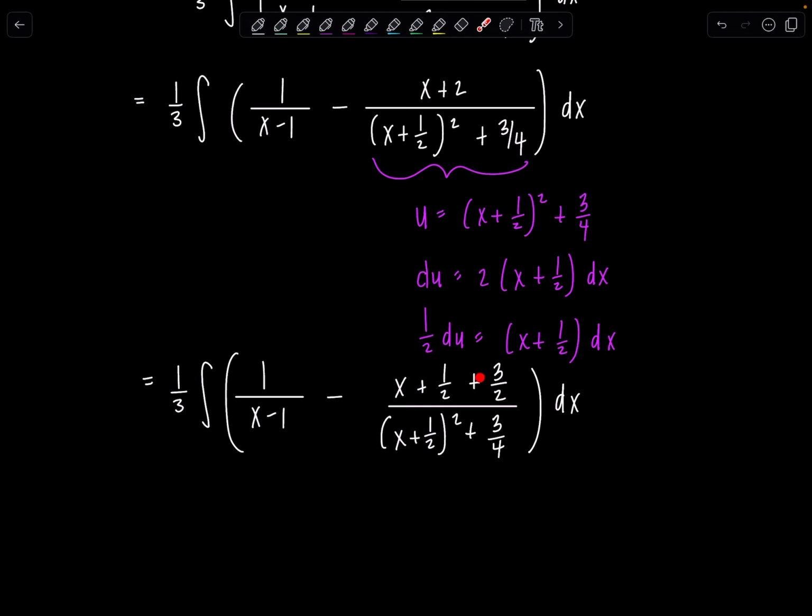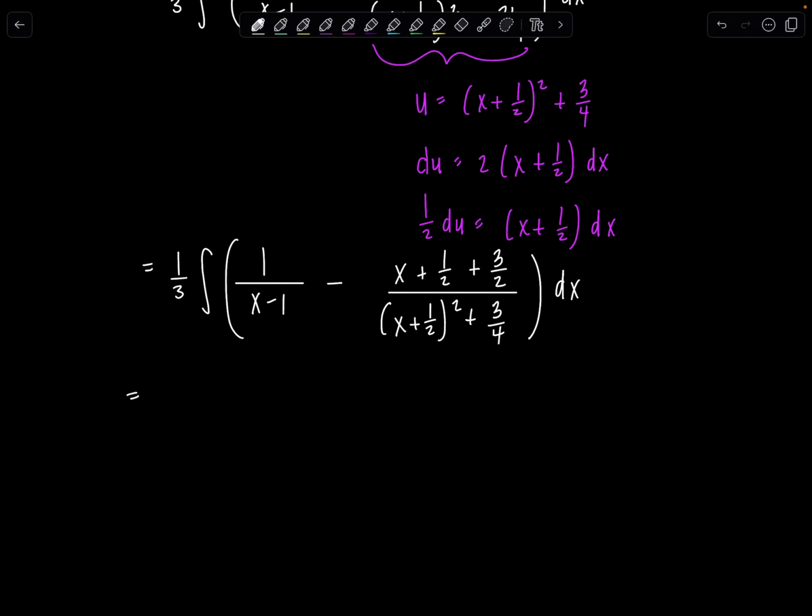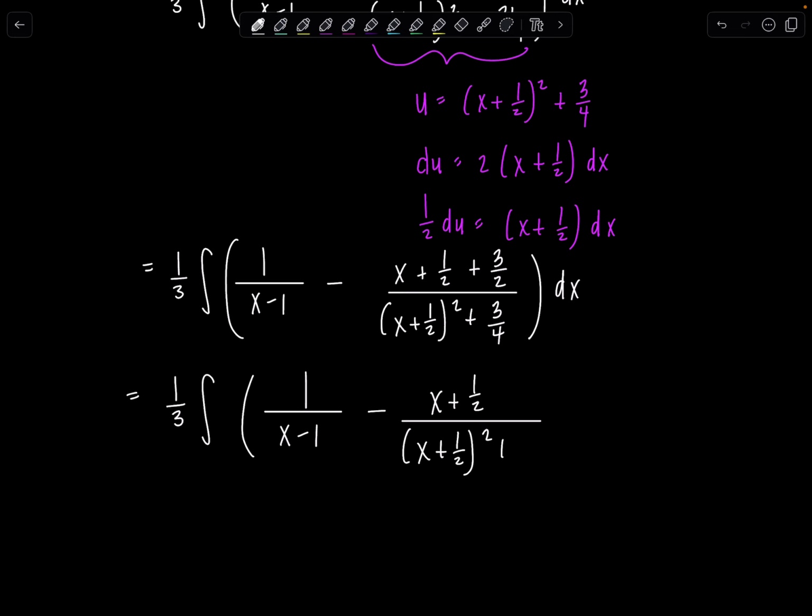So I'm going to split it up and write this 3/2 separately over the denominator. And then we'll be ready to have our 3 integrals. That minus sign also gets carried with it, so be careful. 1 over x minus 1 minus x plus 1/2 over x plus 1/2 squared plus 3/4 minus, good, 3/2 over x plus 1/2 squared plus 3/4 dx.